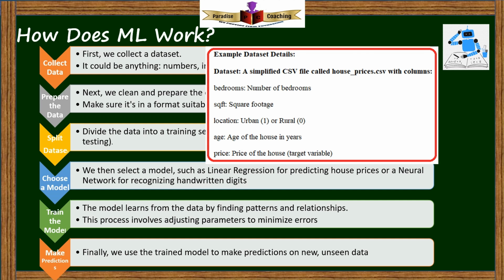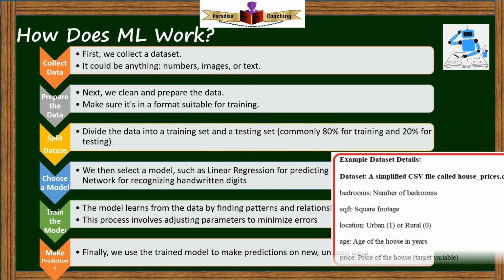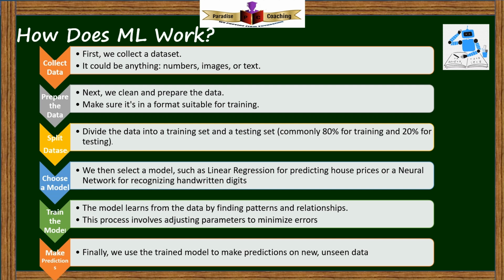Next, we clean and prepare the data, making sure it's in a format suitable for training. 3. Splitting the data set. Divide the data into a training set and a testing set, commonly 80% for training and 20% for testing.